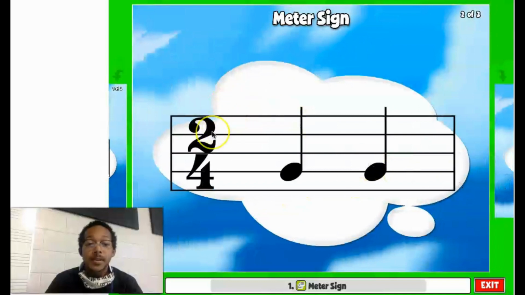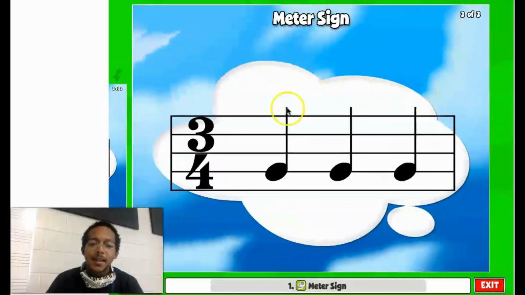Here, the top number is a 2, telling us that there are 2 beats in a measure, meaning that we have 1, 2, 1, 2 beats in each measure or each group. Finally, we have the 3 on the top. The 3 tells us that there are 3 beats in a measure, and we can see those 3 beats here, the quarter note being the one that gets 1 beat. 1, 2, 3, 1, 2, 3, 1, 2, 3, 1, 2, 3.